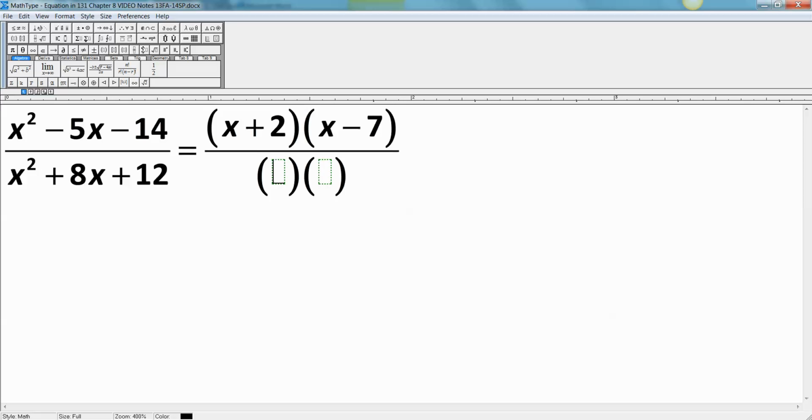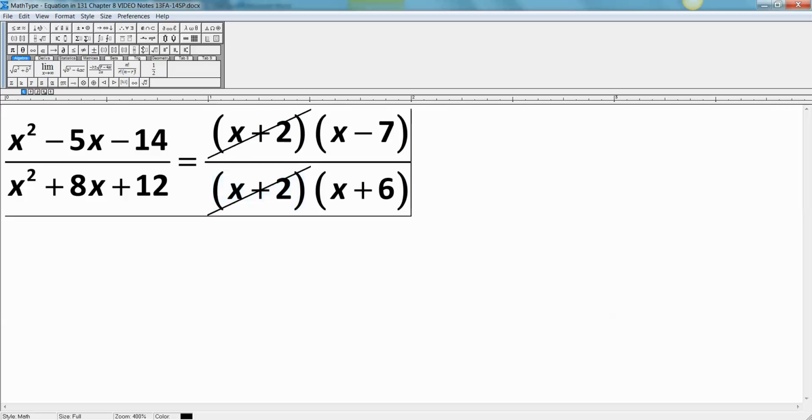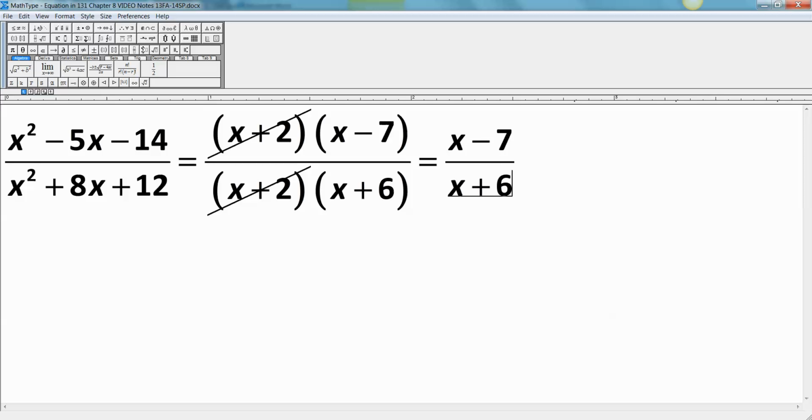All right, down at the bottom, I have x plus 2 times x plus 6. That one's kind of obvious. Everything's got to be positive to get you a plus 8 and a plus 12. And 12 is either 1 and 12, 2 and 6, or 3 and 4. And 2 and 6 is the one because it'll add up to 8x for that middle term. Hey, look, I got x plus 2's again. So they're going to divide away. And that leaves you with x minus 7 over x plus 6. And you're done.